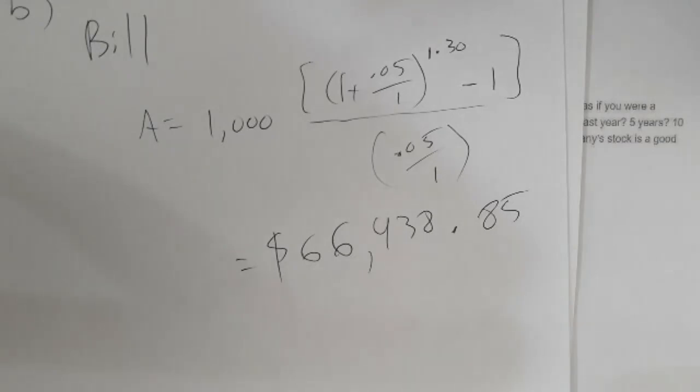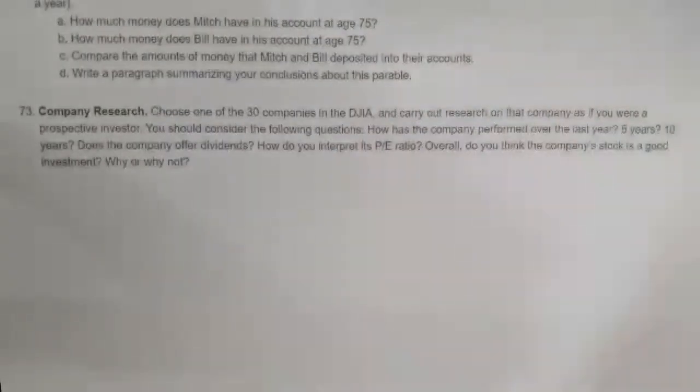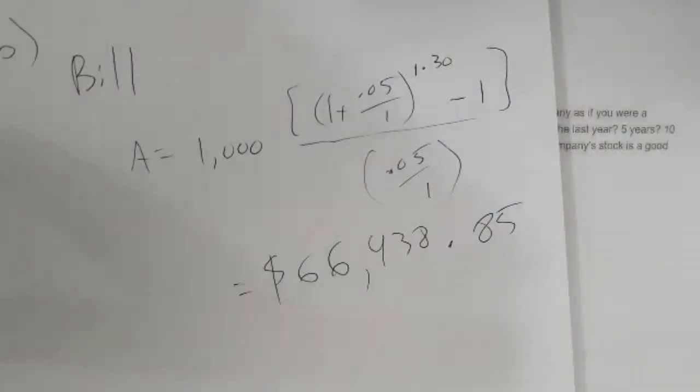Okay, so then what is the last question? They say compare the amounts of money Mitch and Bill deposited in their account. Just did that. Write a paragraph summarizing your conclusions about this parable. What are they saying? Oh, we didn't look at the amount that they deposited. We look at the amount that they realized, right?